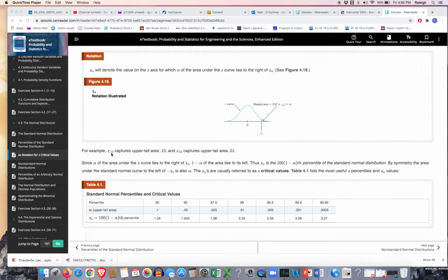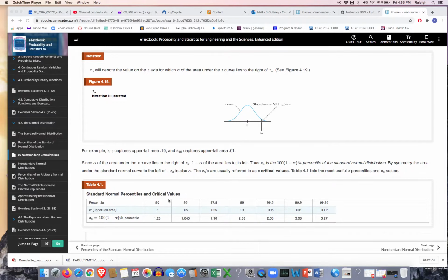So anyway, Z.10 captures the upper 10%, Z.01 captures the upper 1%. So it can be useful for top 10, top 5%, that sort of thing. But Z alpha, in terms of the cumulative percentile works cumulatively from the left, as you know. For example, this 0.10 would be the 90th percentile, 1 minus 0.10, and this would be the 99th percentile, 1 minus 0.01. So that means Z alpha is the 100 times 1 minus alpha percent of the standard normal distribution. So anyway, negative Z alpha looks an awful lot like Z alpha. All you do is change the sign.